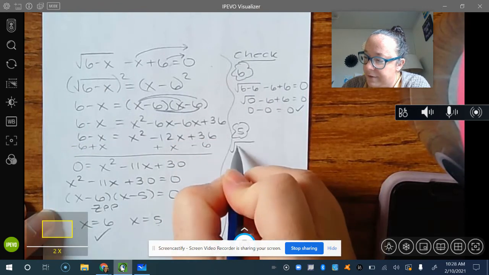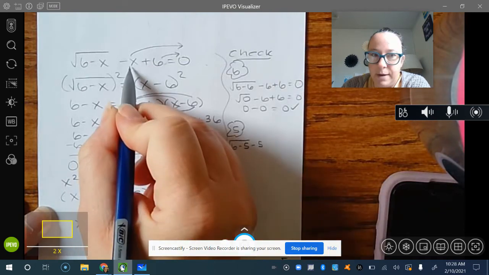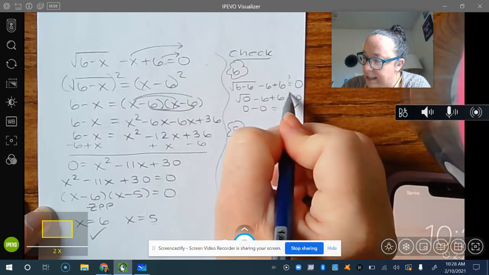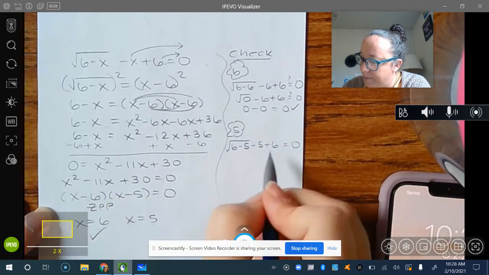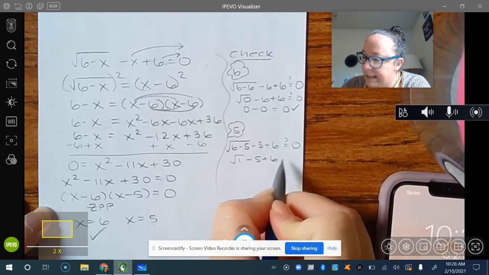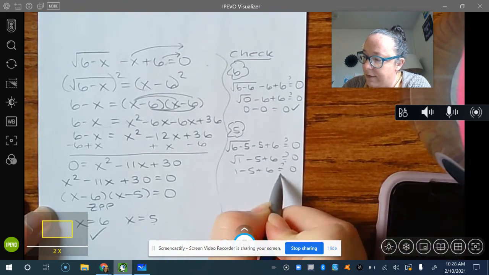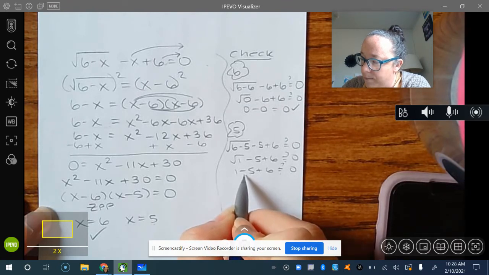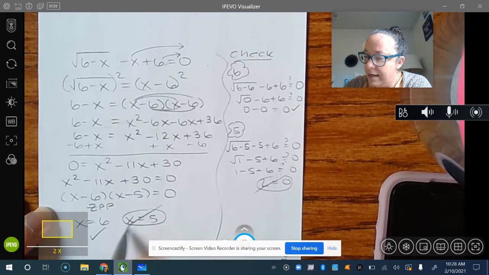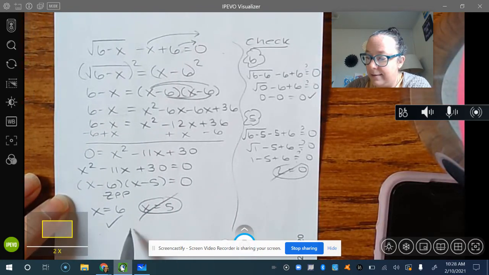Now I need to check 5 in the original here. So the square root of 6 minus 5, minus 5, because I've got to plug the 5 in there, plus 6, does it equal 0? So these all are technically question marks. Okay. So then I get the square root of 1 minus 5 plus 6, does that equal 0? Negative 4 plus 6, I get 2 equals 0. That is not true. So 5 is an extraneous solution. My only solution is 6.